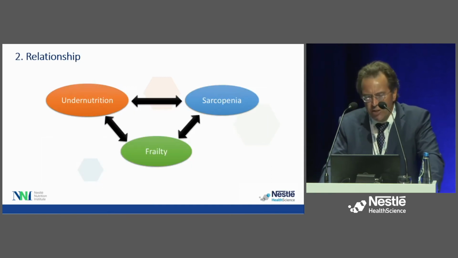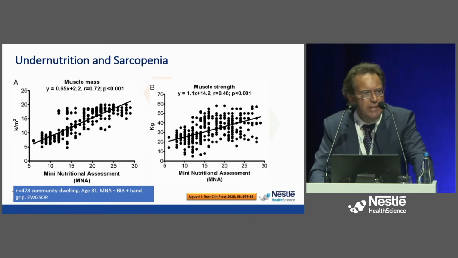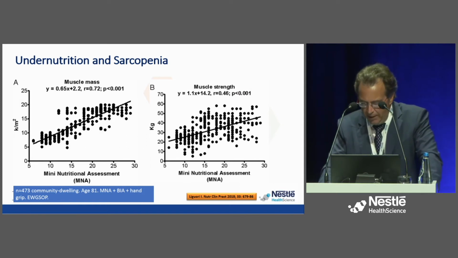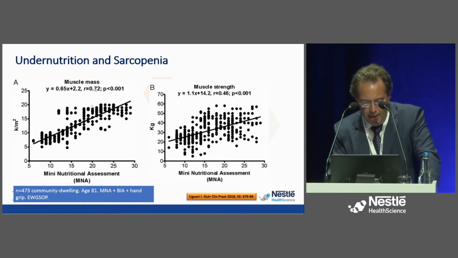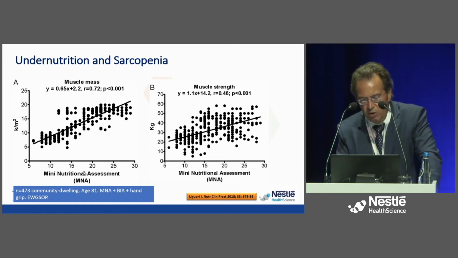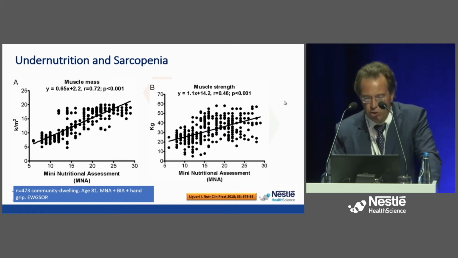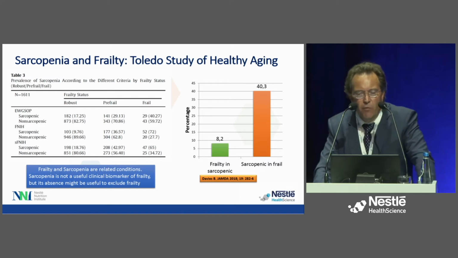And which type of relationship do they have? Okay, first of all, let's take a look at the relationship between undernutrition and sarcopenia. It's well known that when the nutritional status is better, we have a higher muscle mass. And it's also well known that when we have a better nutritional status, we have more muscle strength. So there's a linear and clear relationship. What about sarcopenia and frailty?